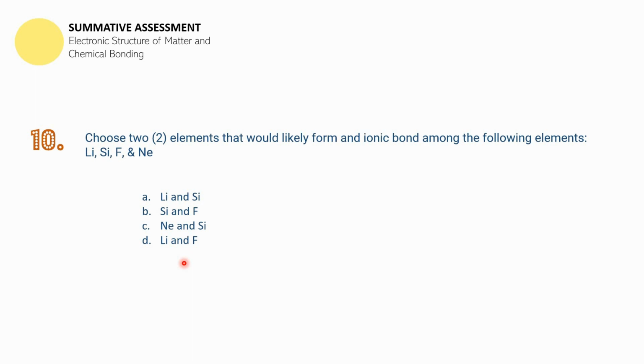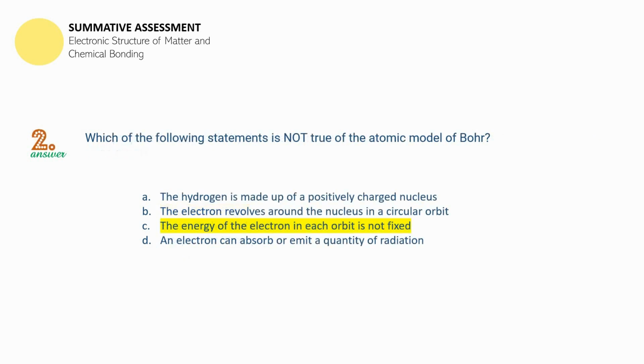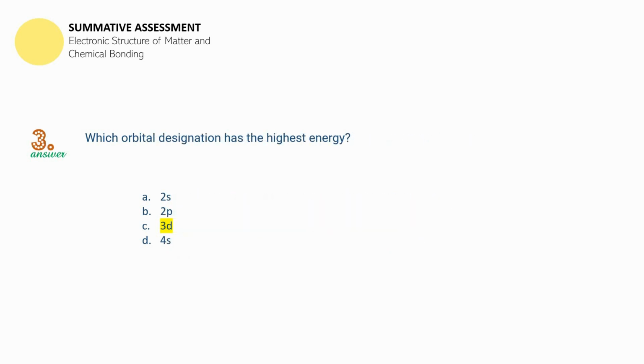Okay, so for question number 1, the answer is B. Erwin Schrödinger. Question number 2, the answer is C. The energy of the electron in each orbit is not fixed. The answer to question number 3 is C. 3D.